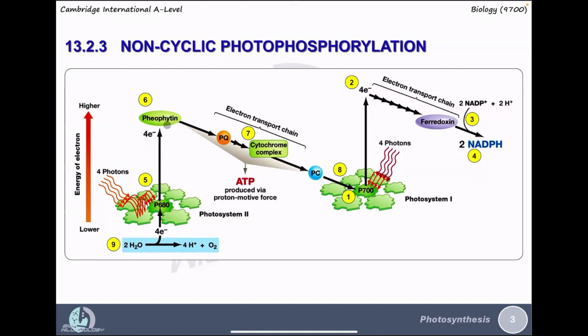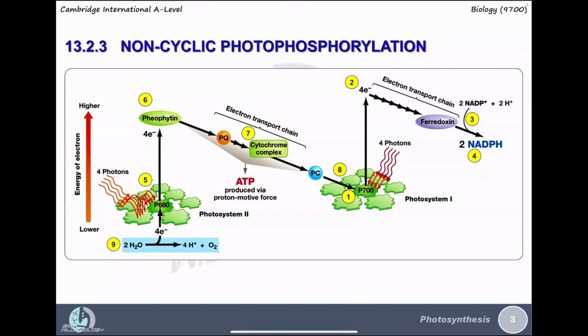This high-energy electron is transferred along an electron transport chain, similar to the one that we learned previously in the mitochondria inner membrane. When the electron passes through this electron transport chain, energy is released. This energy is used to produce ATP through a process known as chemiosmosis. Eventually these electrons are received by P700 to replace the loss of electrons during the reactions just now.